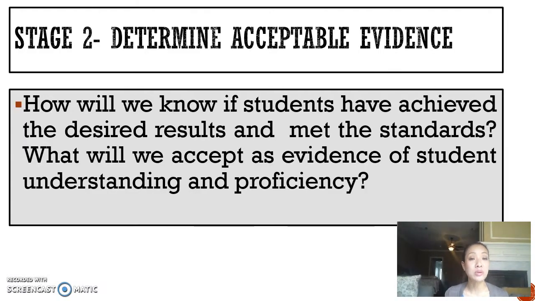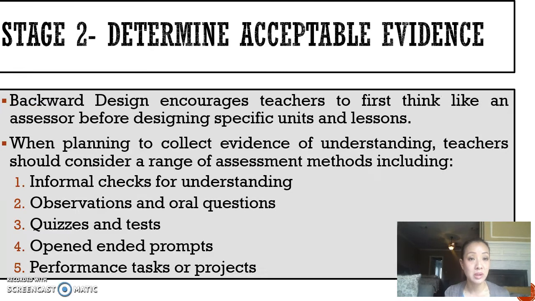Stage 2 of backward design is to determine acceptable evidence. How will we know if students have achieved the desired results and met the standards? What will we accept as evidence of student understanding and proficiency? How do we know if a student has succeeded in what we want them to learn? Okay. Backward design encourages teachers to first think like an assessor before designing a specific lesson or unit.